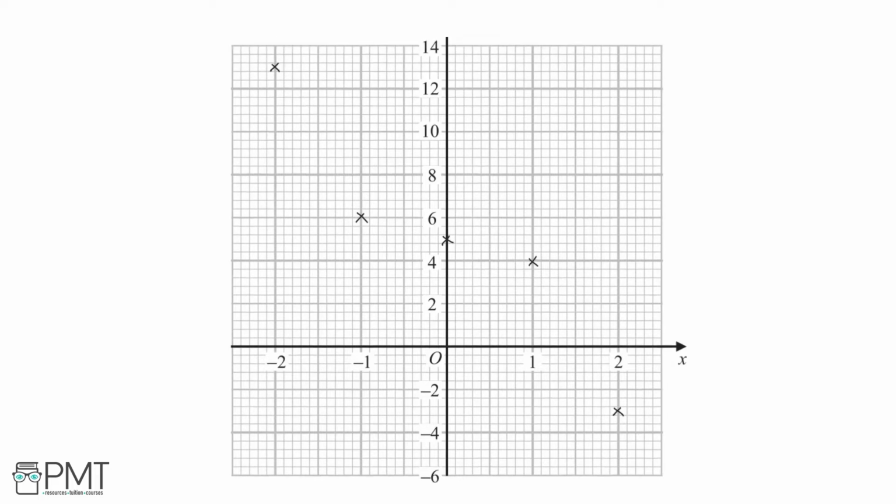Now all we need to do is join this up with a nice smooth curve. Oops, I missed that point there. Something like that. So this part is worth 2 marks. The first mark comes from plotting at least 4 of the points from the table correctly, and you get both marks for a fully correct curve drawn. So we get 2 marks because we have done this correctly.